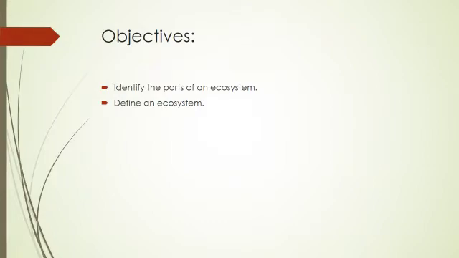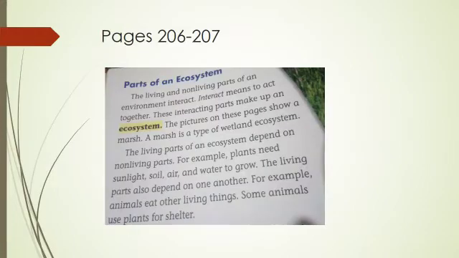Objectives: identify the parts of an ecosystem. Define an ecosystem. Please open your science books at pages 206 and 207. What is the heading in this page? Parts of an ecosystem. Excellent. Look at the text in front of you. What is the important word here? Ecosystem. Very good. Let's read together the text in front of us.